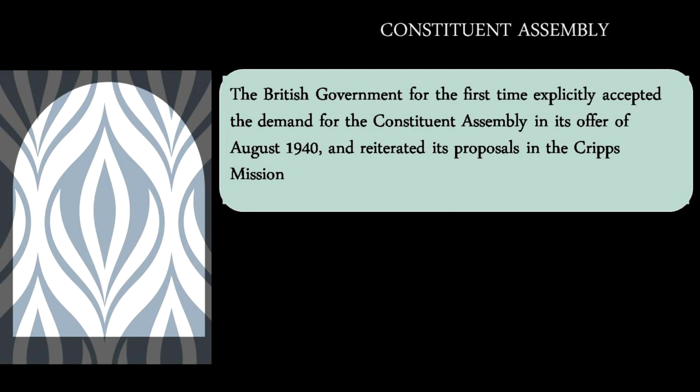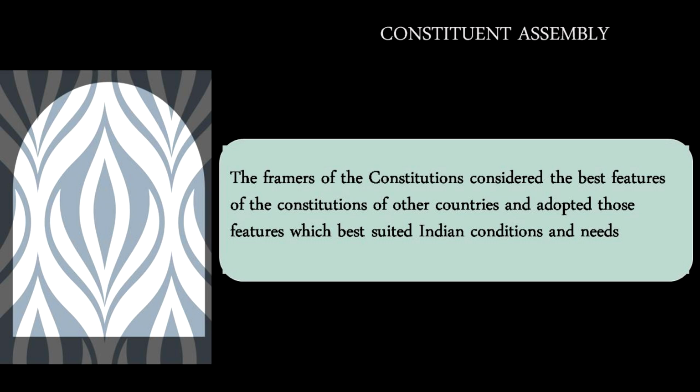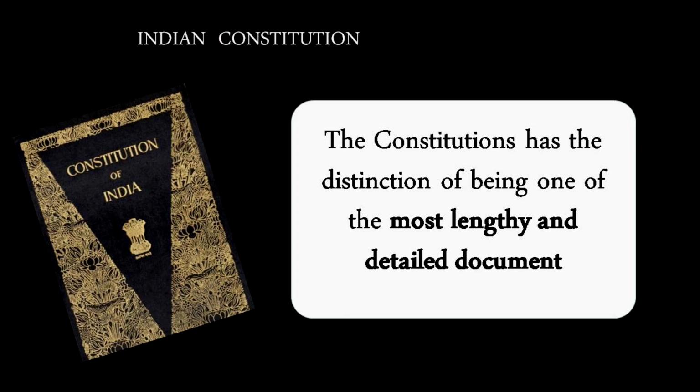So long before we gained total independence, we had put up a demand for being able to make our own constitution. This mission, which is the Cripps Mission, allowed us to be able to frame the constitution and a Constituent Assembly was constituted. It had 389 members with approximately 1 member for every million of the Indian population. The framers of the constitution considered the best features of the constitutions of other countries and they adopted those features which best suited the Indian conditions and the needs of our nation. Therefore, the Indian Constitution has the distinction of being one of the most lengthy and detailed documents.